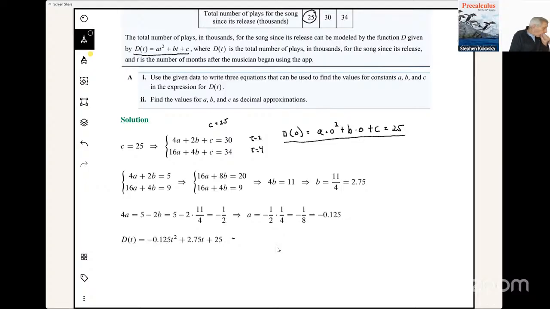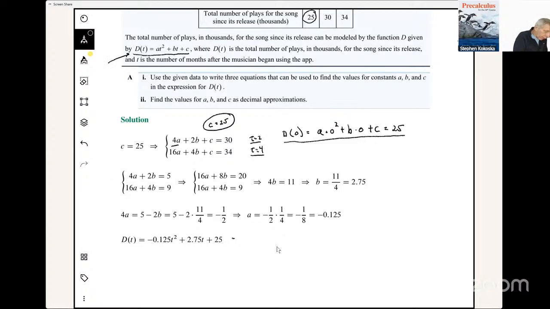I would notice the D of 0 is just C, and that has to be equal to 25 by using the table. So I know right off the bat that C is equal to 25. Now I can get two other equations here by letting T be equal to 2 and T equal to 4. So I plug those into this equation.